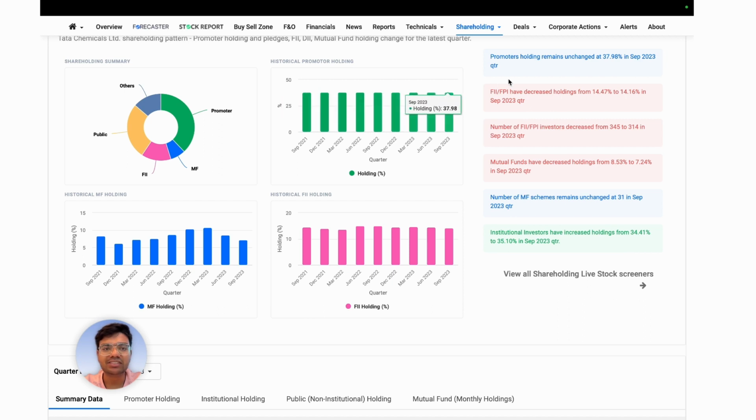Now let's read what's written on the right. Promoters' holdings remain unchanged. FIIs have decreased from 14.4% to 14.1%. The number of FIIs has decreased. And mutual funds have decreased their holdings from 8.5% to 7.2%, but the number of mutual fund schemes remains unchanged. Institutional investors have increased holdings from 34% to 35%. This is a good sign.